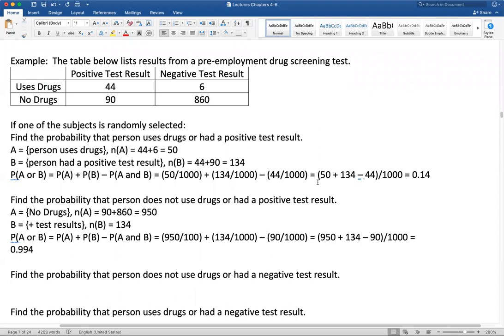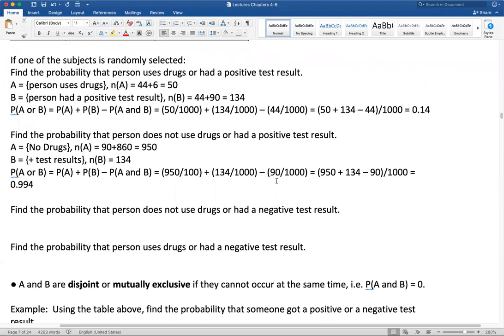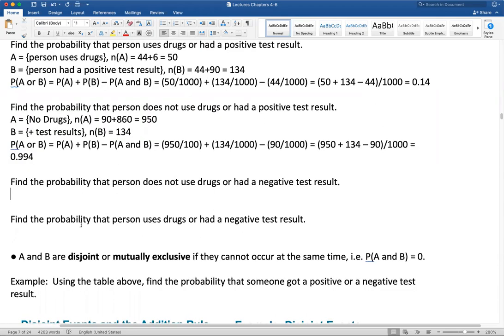Now, next question: find the probability that a person does not use drug or had a negative test result. And then the next question: find the probability that a person used drug or had a negative test result. So let's see. This is similar to this. So now A is going to be... give me a second.